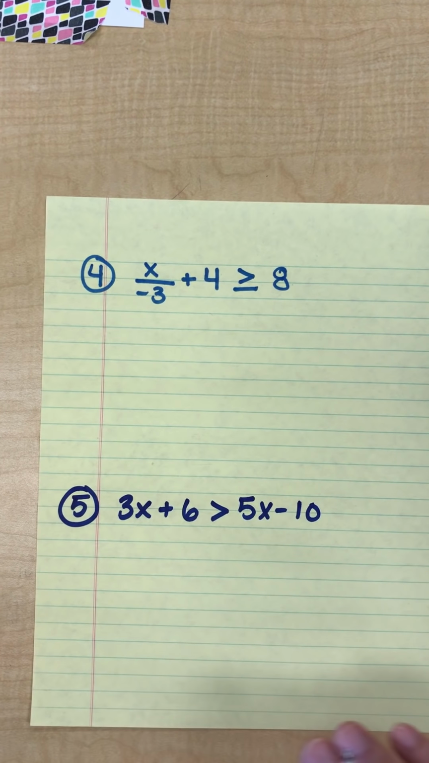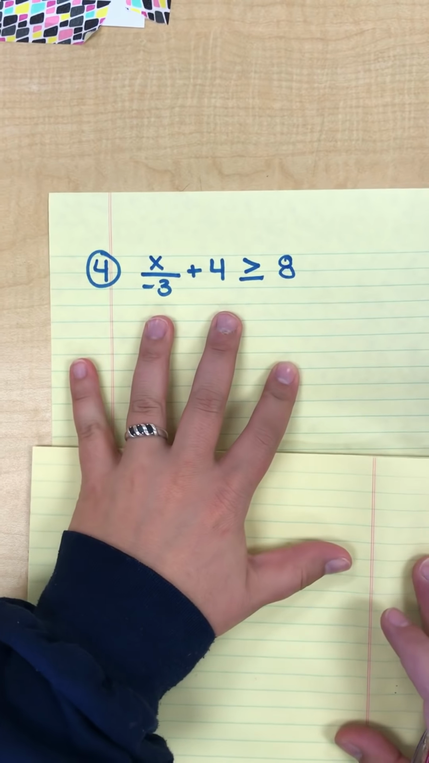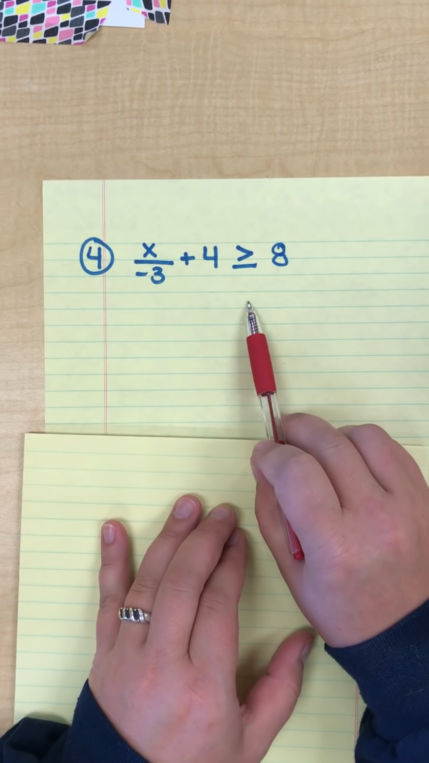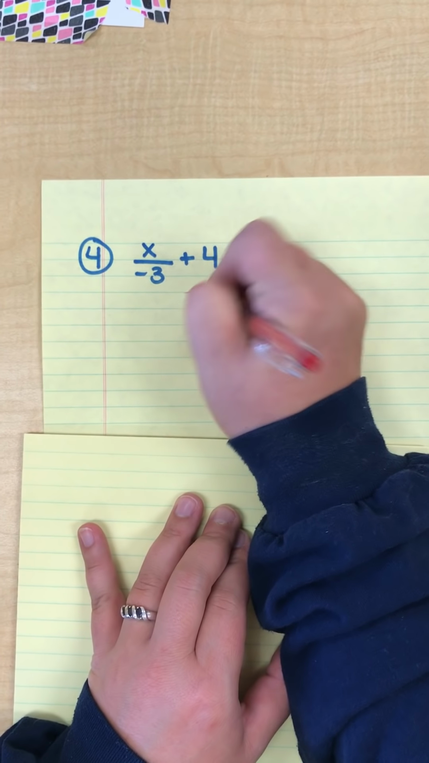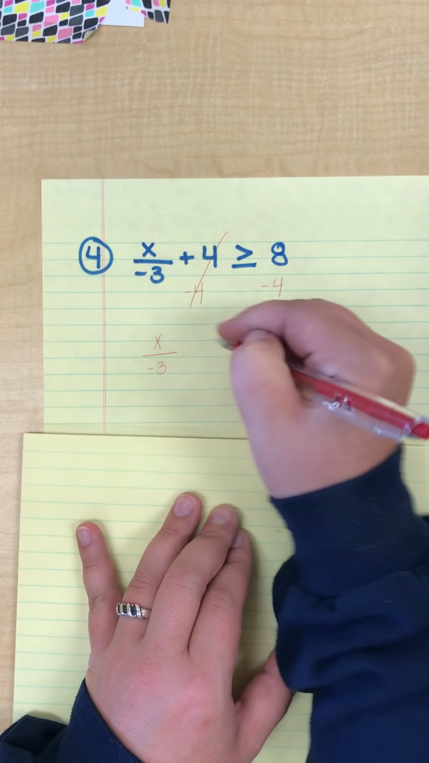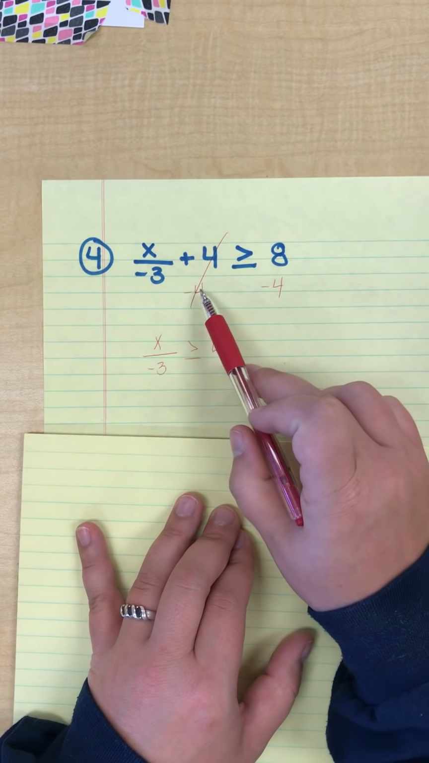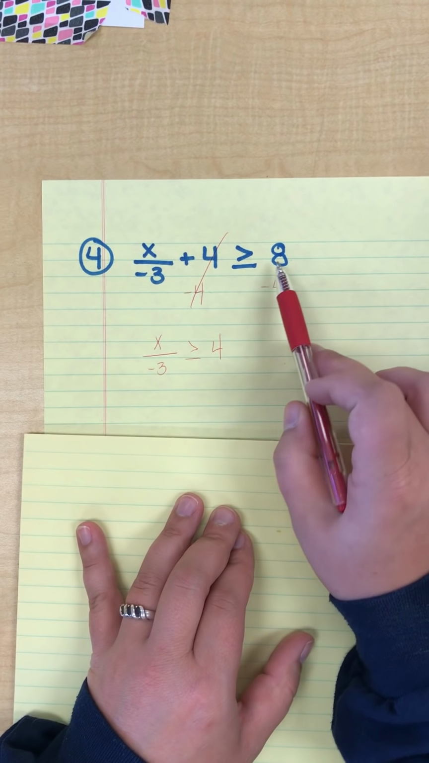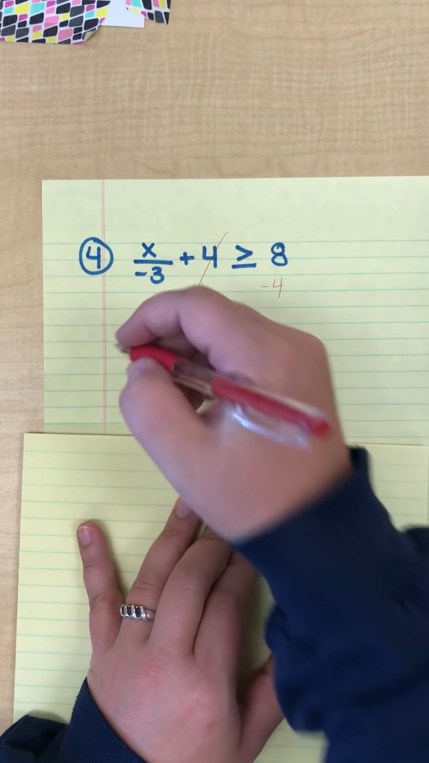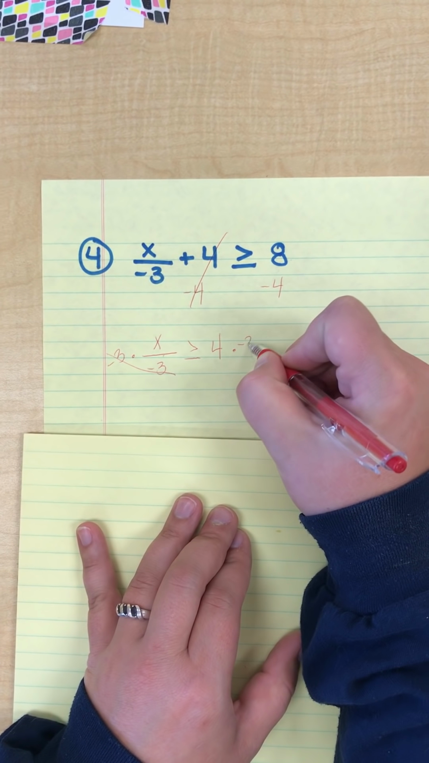All right, we've got 2 more left here. Okay, so our number 4, imagine again this is an equal sign, so we're going to subtract 4 on both sides first to solve that. So I've got x over negative 3 is greater than 4. Again, we didn't multiply or divide by a negative, so that's why I didn't have to flip my sign here. Now I'm going to multiply by negative 3 to get rid of that division.